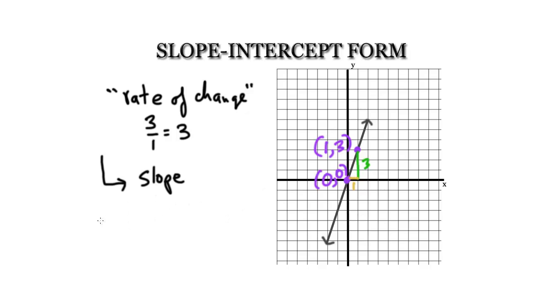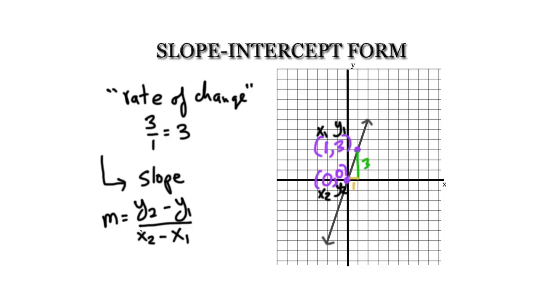And we have a special formula for it, and it's m equals y2 minus y1 over x2 minus x1. Alright, so let's label our points here. The first point here, I'll label it x1, y1. And I'll call the second point here x2, y2.